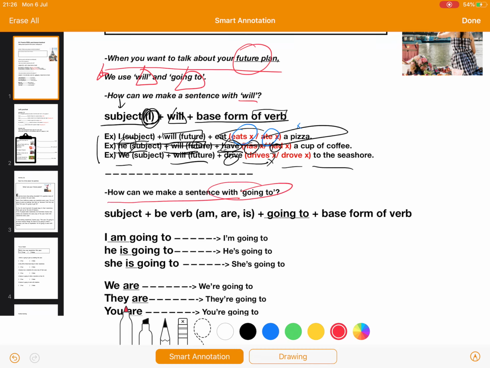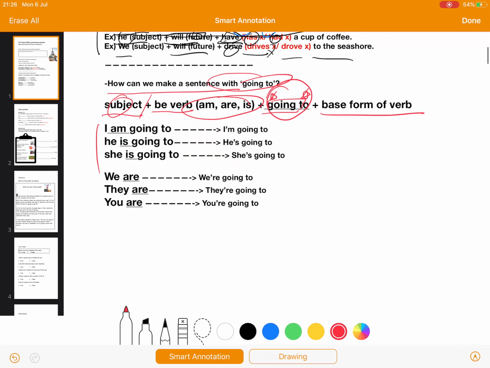How can we make a sentence with going to? We start with the subject as always. Subject, be verb, am, is, are. Going to, we don't have to change anything. Going to stays the same. Going to and base form of verb. Let's have a look. I'm going to, he is going to, she is going to, she's going to, we are going to, they are going to, you are going to.